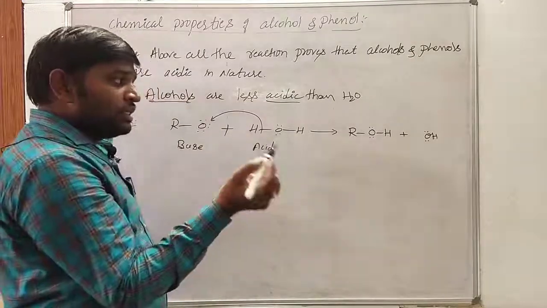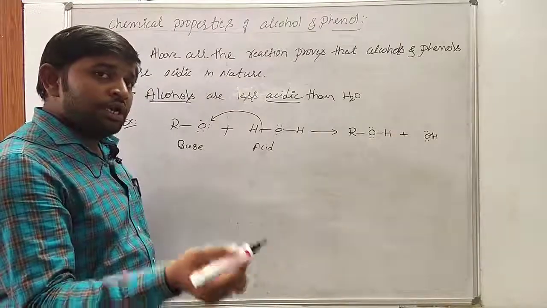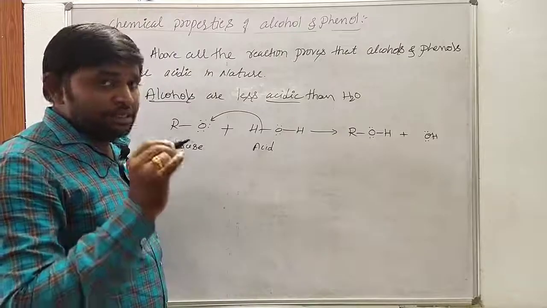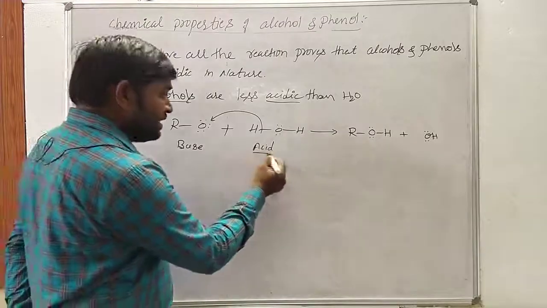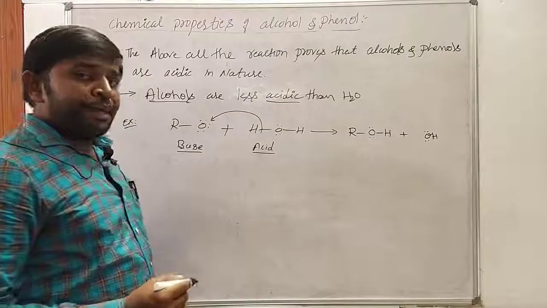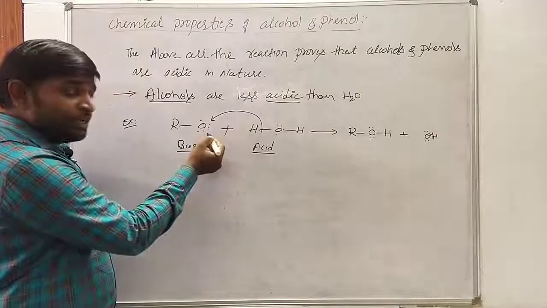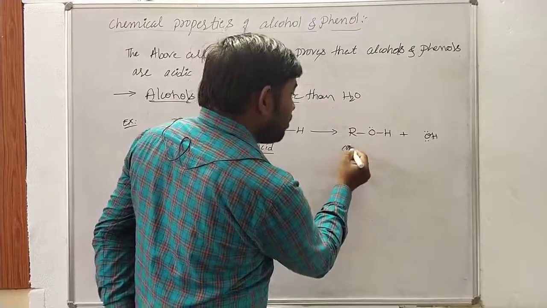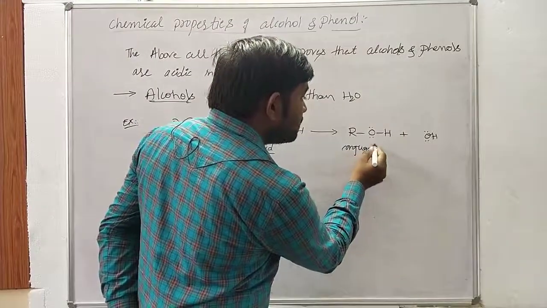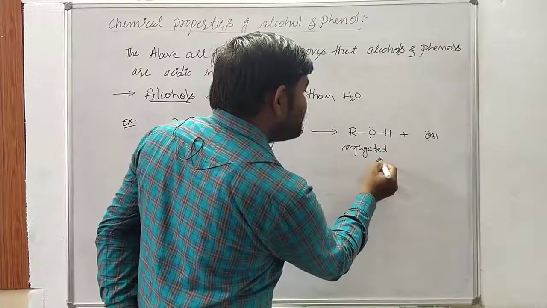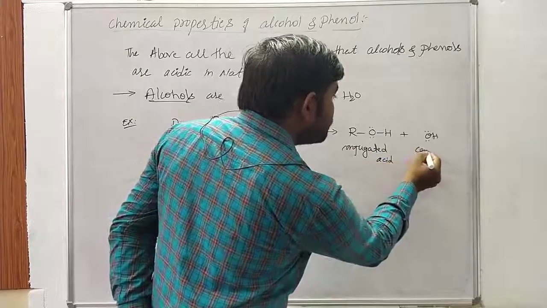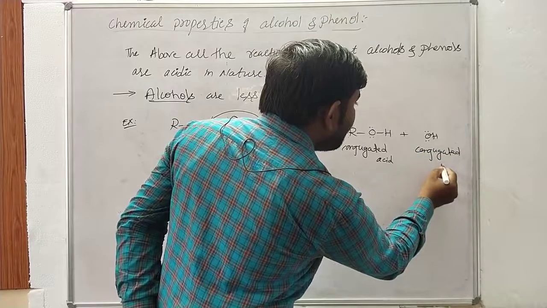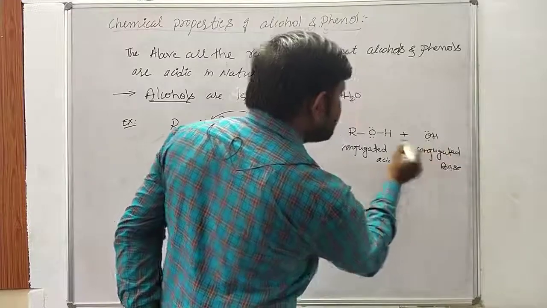Already I told you that the substance which has the tendency to donate the proton is called an acid according to the Bronsted theory. According to Bronsted it is an acid, and according to Bronsted this is a base. Why? Because the tendency to accept the proton is what a base is, and the tendency to donate the proton is what is called an acid. This is called the conjugate acid now, and this is the conjugate base now.